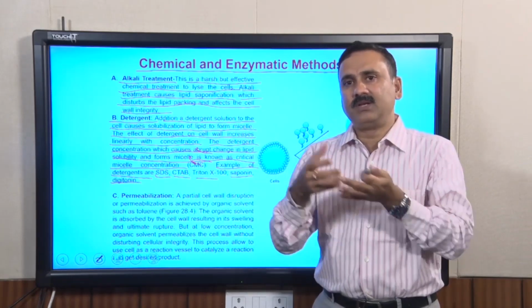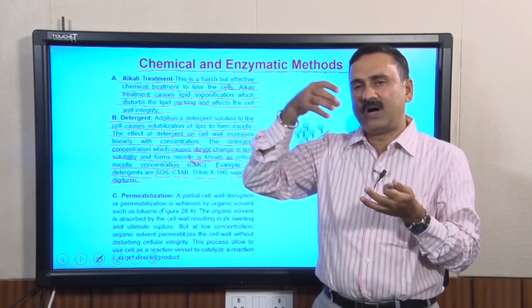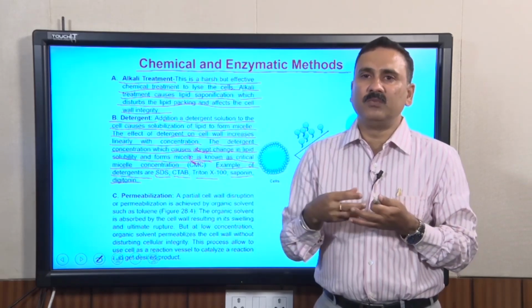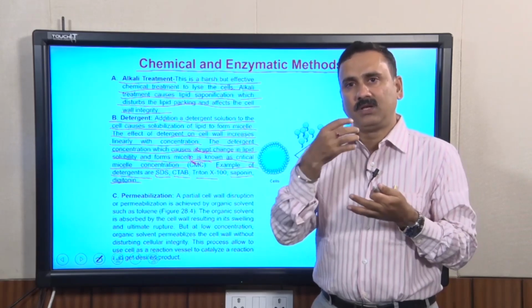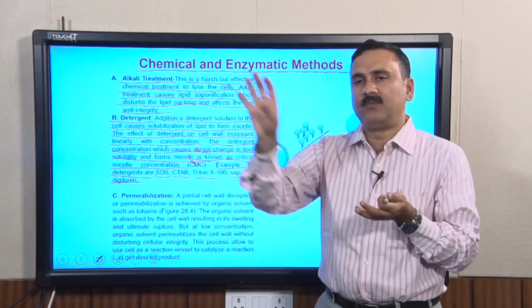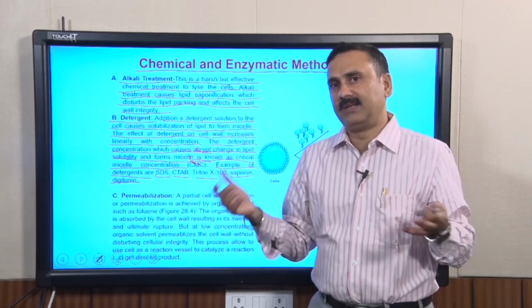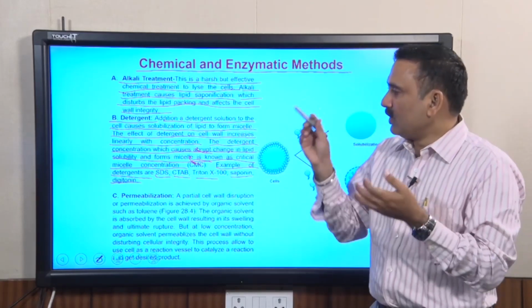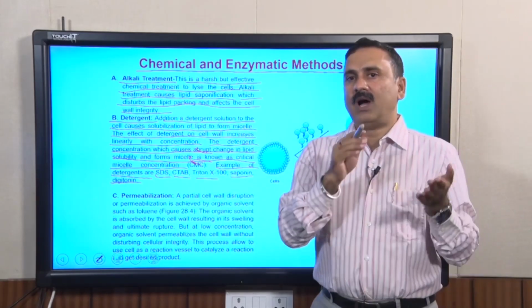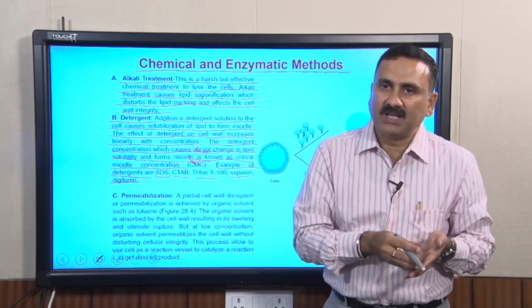Once the lipid is dissolved into the detergent, that particular part of the plasma membrane is not going to be present, or it is going to be washed away, and as a result that particular cell is not going to be intact, and it is going to lyse. But in that case you have the option of either causing lysis or causing permeabilization.